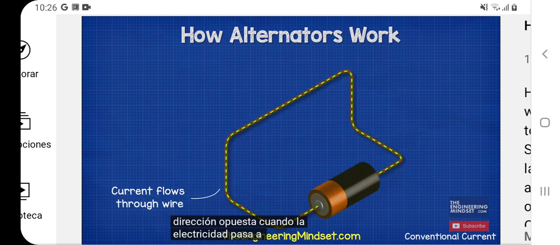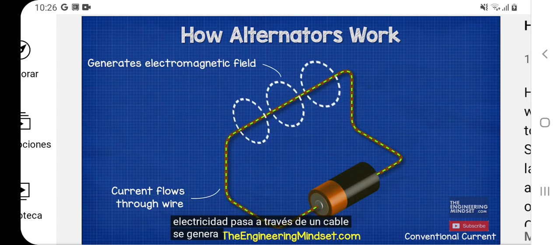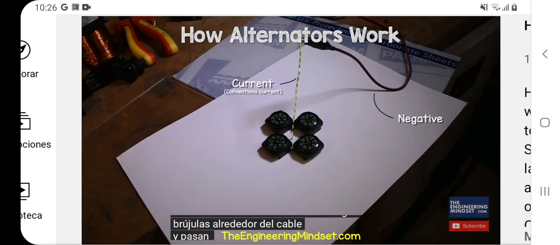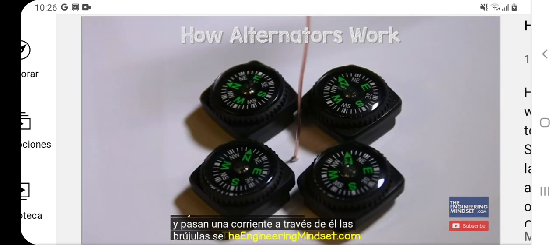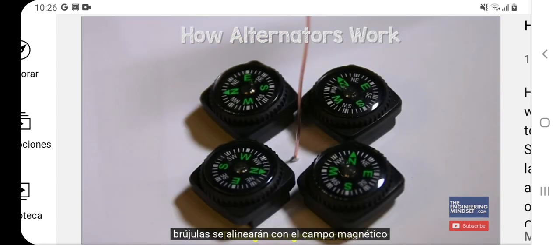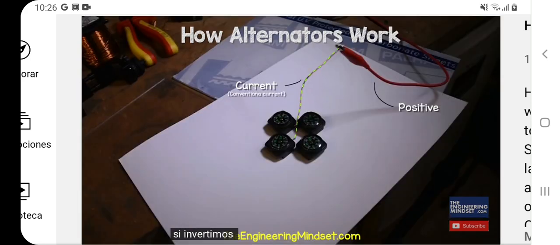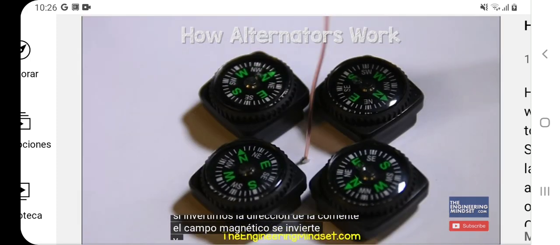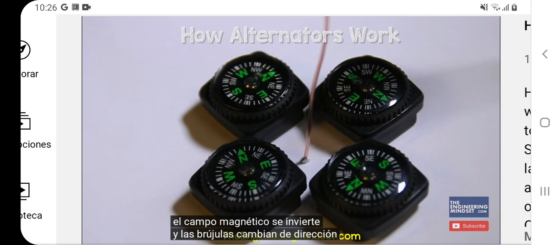When electricity passes through a wire, an electromagnetic field is generated around the wire. If we place some compasses around the wire and pass a current through it, the compasses will align with the magnetic field. If we reverse the direction of current, the magnetic field reverses and the compasses change direction.